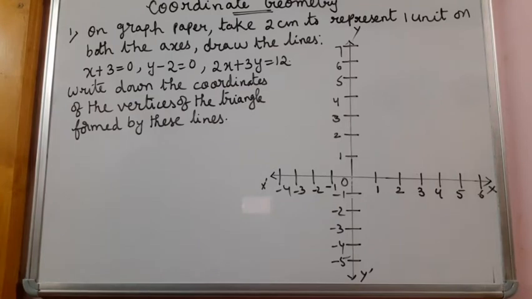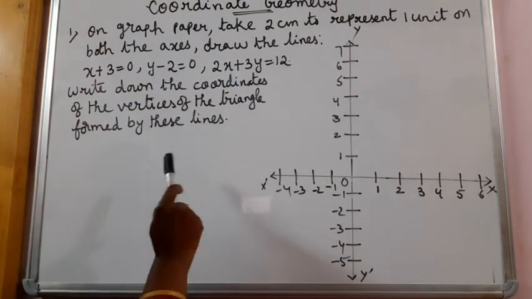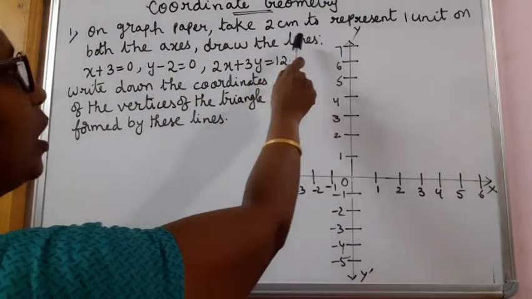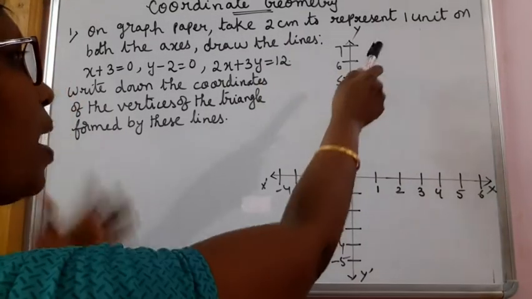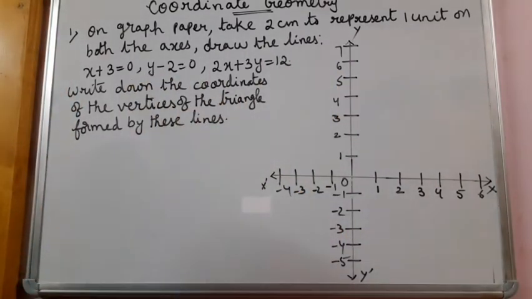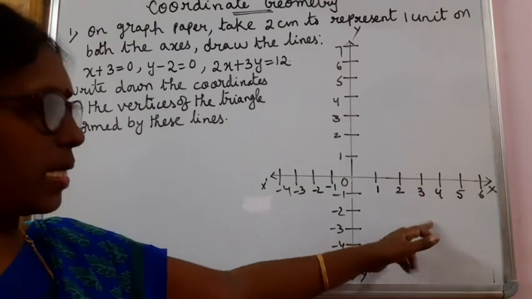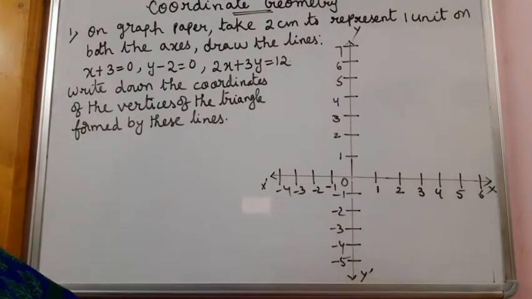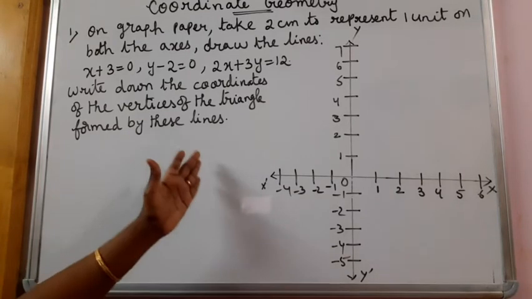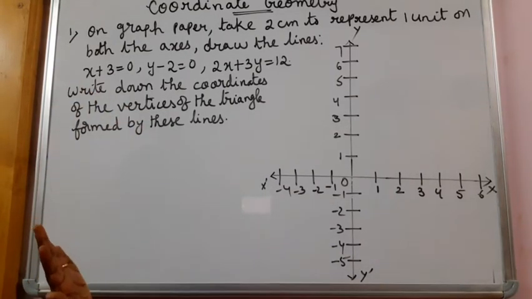The question is, on graph paper, take 2 cm to represent 1 unit on both the axes, on the x-axis and the y-axis also. Take 2 cm equal to 1 unit. That means the scale is already given to us.